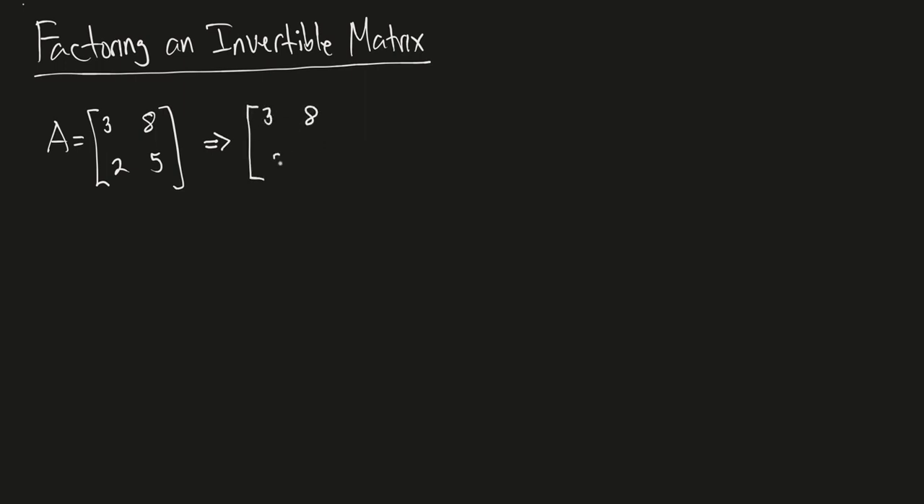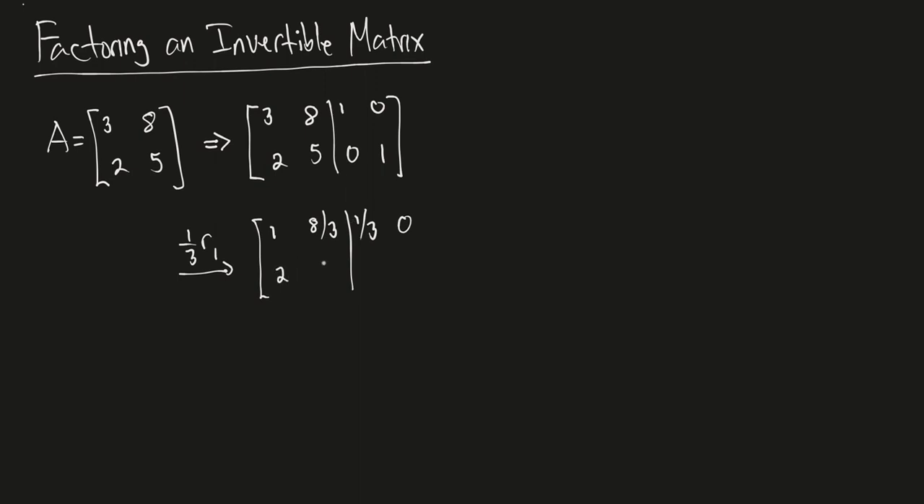So let's set up our double augmented matrix, and then we're going to go through and for each operation that we use to convert the left-hand side into the identity, we're going to keep track of the corresponding elementary matrix that would perform that operation. So first we need to do 1/3 times row 1, so we get a pivot in our upper left position there. So that means our first row becomes 1, 8/3, 1/3, and 0, and then the second row stays the same.